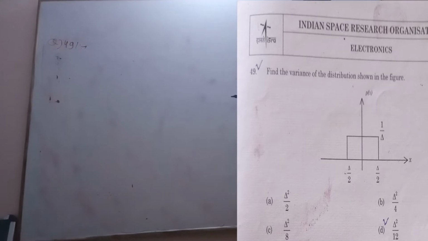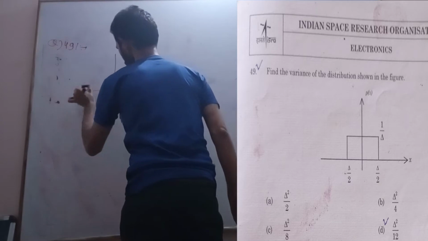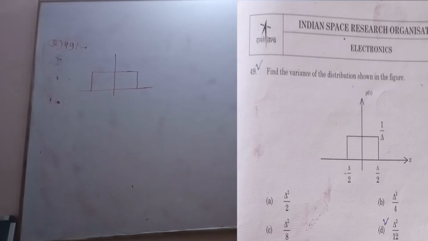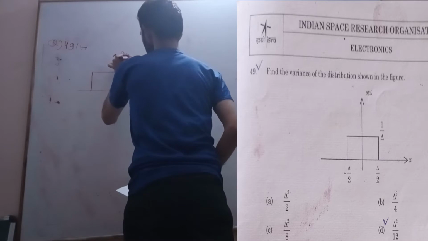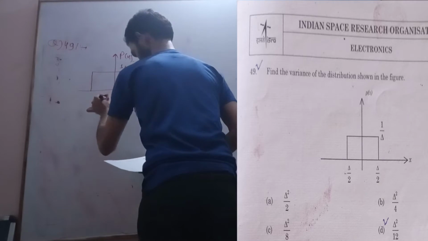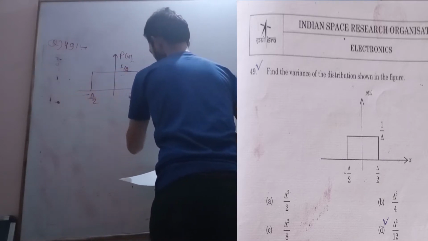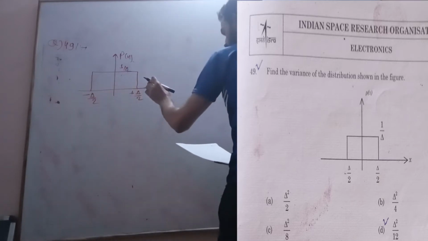Let us see question number 49: find the variance of the distribution shown in the figure. This is a uniform distribution, given as p of x. The amplitude of p of x is 1 by delta, and it extends from minus delta by 2 to plus delta by 2 on the x axis. We need to find the variance of this distribution.